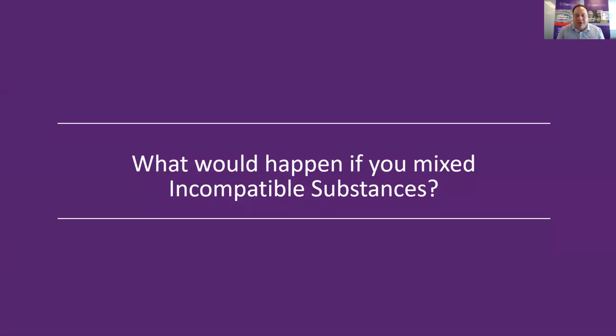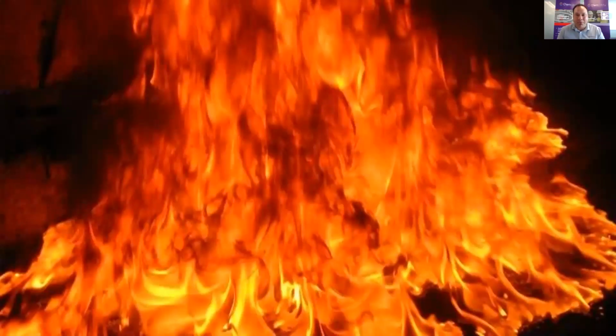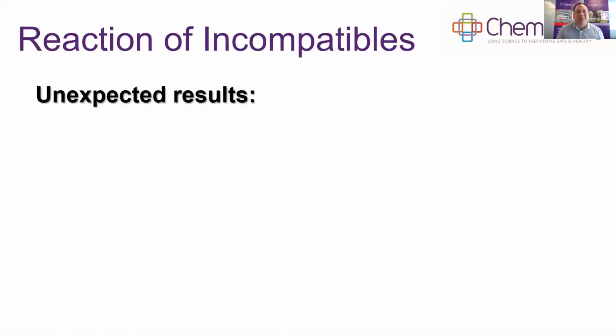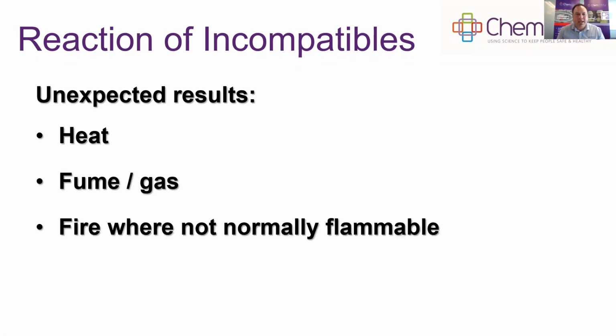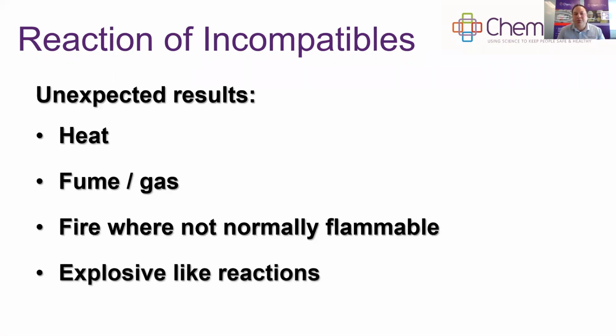So, what would happen if you were to mix incompatible substances? It's always a question I pose toward the start of the chemical awareness courses that I take, and almost always we get the same answer: yes, boom, fire, all sorts of things. So reactions of incompatible substances can include the release of heat, fumes, gases, toxic fumes, toxic gases, fire where there's not normally a fire, and also explosive-like reactions like we did see on that particular slide just then.